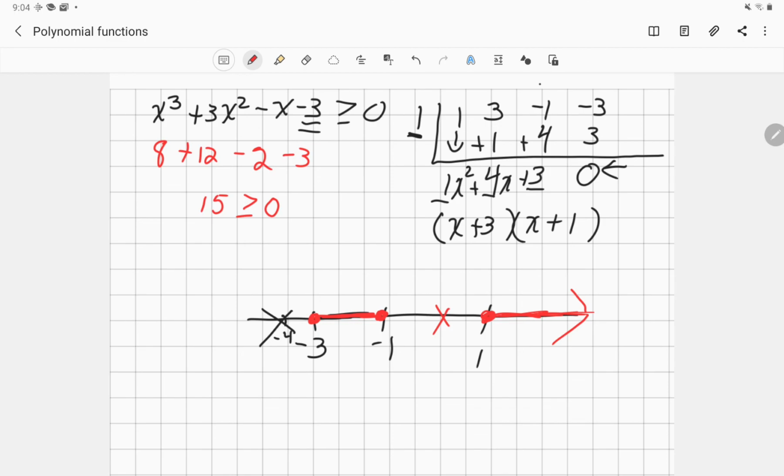So you can leave your answer right like that on the number line, or you can make it a math statement. That math statement would be that x can be greater than or equal to -3 but less than or equal to -1, or x could be greater than or equal to 1. I don't really care whether you leave your answer as a number line or as a math statement. It doesn't make any difference to me.